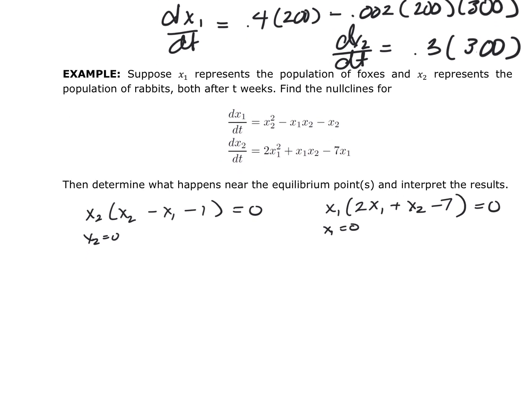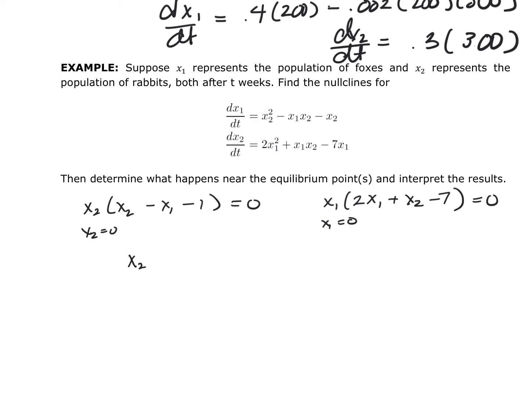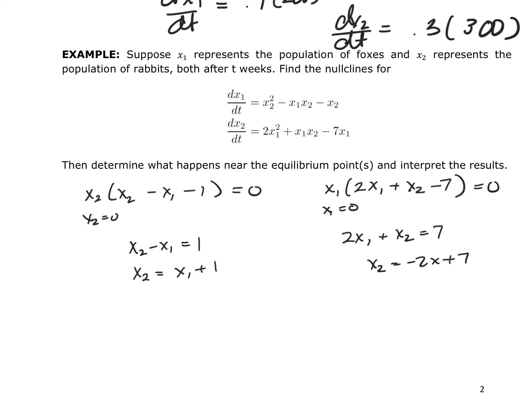So that's nothing interesting. But I do have x sub 2 minus x sub 1 is equal to 1, and I do have 2x sub 1 plus x sub 2 is equal to 7. So basically I got these couple of lines. Now remember, my x sub 2 is the one that I would consider the y. So to graph these, I'd have x sub 2 is equal to x sub 1 plus 1, and this x sub 2 would equal negative 2x sub 1 plus 7.